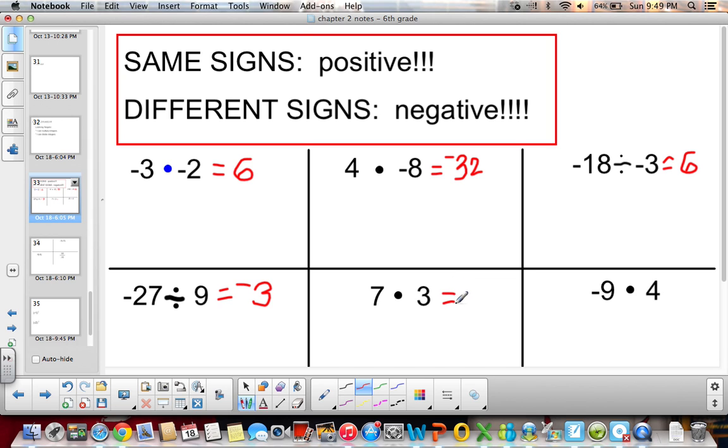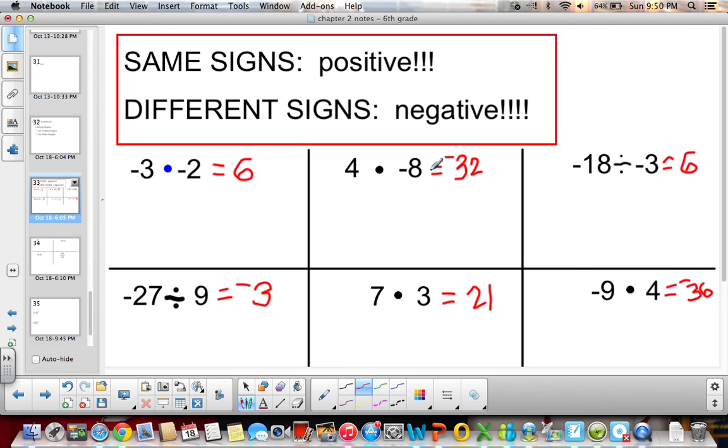7 times 3 is 21. We have the same signs. They're both positive, so it's positive. -9 times 4. We know that 9 times 4 is 36. We have different signs, so it makes it negative.